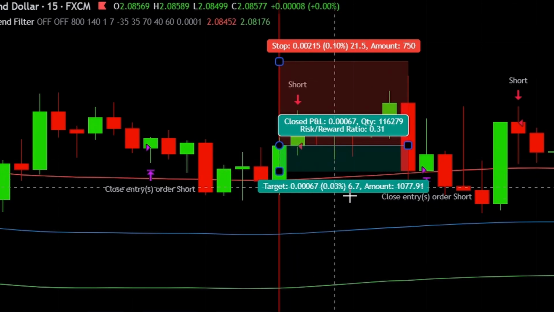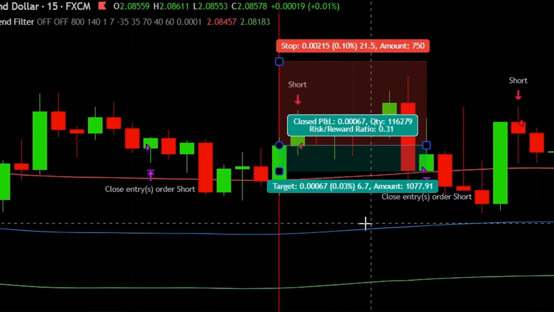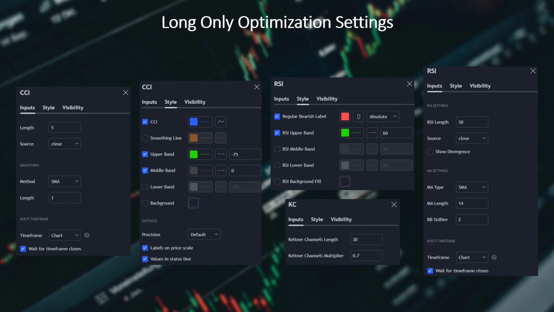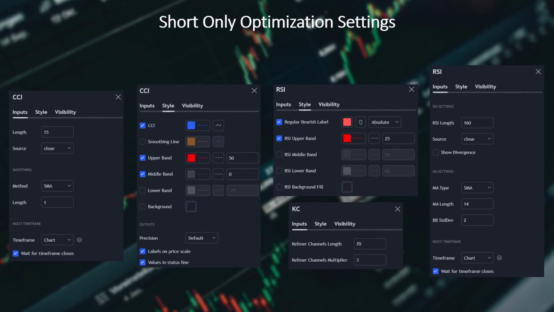Now let me show you the other two optimizations I made. One focuses on long trades only and the other on short trades only. Here are the settings for the long only optimization. The rules for the strategy remain unchanged, so I won't explain them again. And here are the settings for the short only optimization. Again, the rules of the strategy are the same.